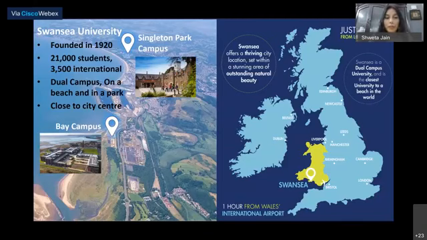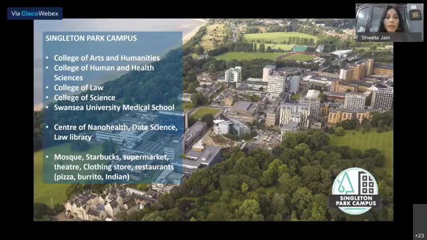Singleton Park campus I'll just quickly go through, because this is our traditional campus. It dates back 100 years. We have our Arts and Humanities, Health and Human Sciences, Law, College of Science and Medical School located on this campus. Bay campus is a newly built campus, which was built in the year 2015, and our College of Engineering and Department of Computer Science are located on this campus.